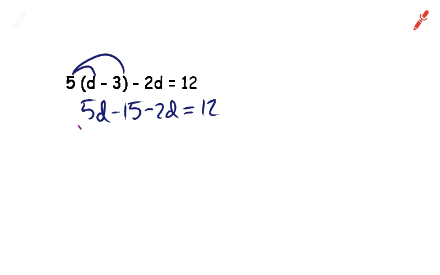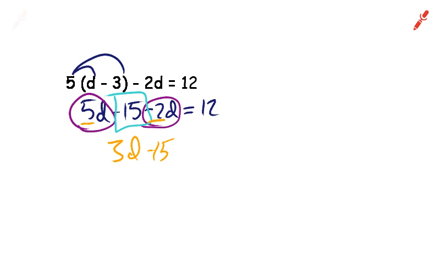Let's go ahead and identify our like terms. I circle the d's. I put a box around the constant. Sure enough, I got me like terms, so I'm going to subtract this here 5 and this here 2, and 5 minus 2 gives me 3. So I got me a 3d minus a 15. Get it? 3d. 3d minus 15 equals 12.